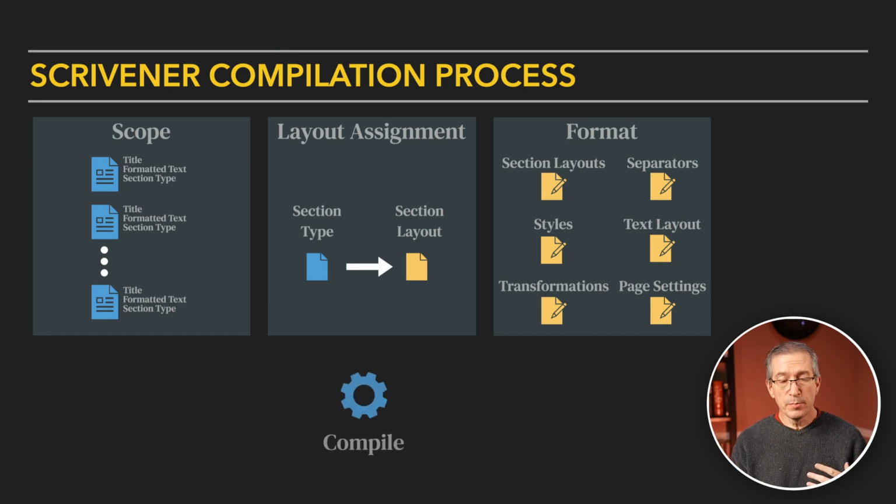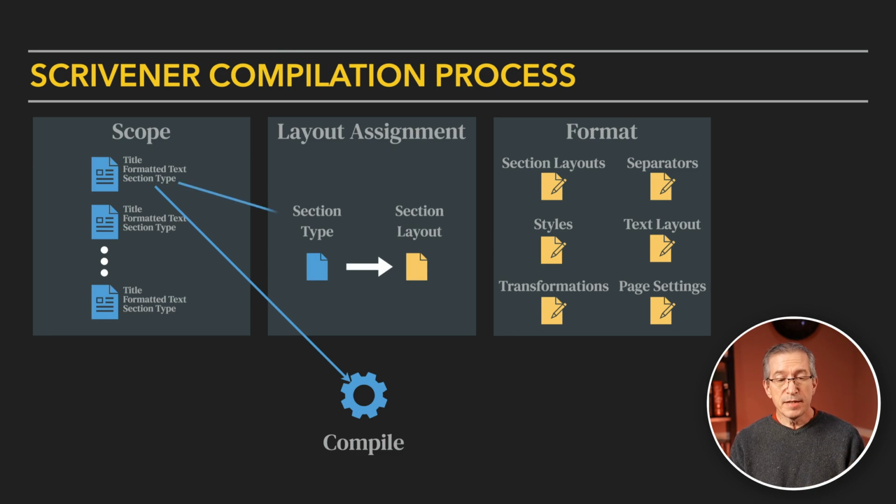And then during the compile, Scrivener is going to get each of those scrivenings and feed it to the compilation process. And it's going to have all the metadata from the scrivenings, things like the title, the synopsis, the formatted text, the most important part, the section type that we mentioned, and other information. Compile actually has access to all of that stuff. You may or may not use it, but it can use it if you specify that in the section layouts.